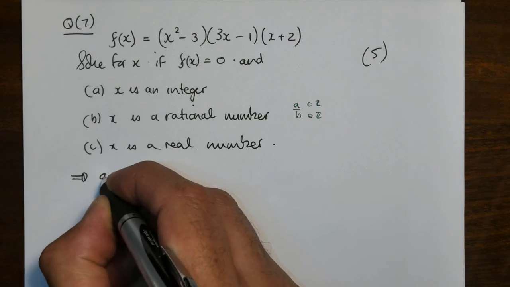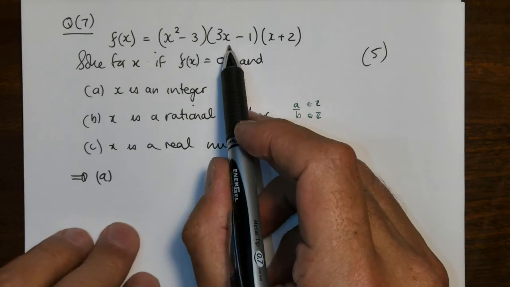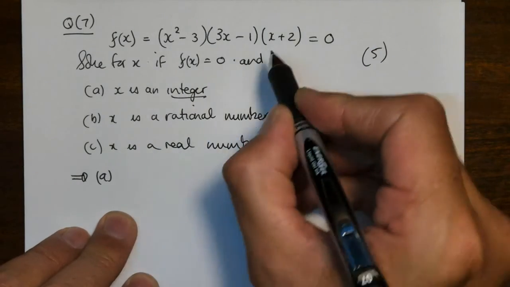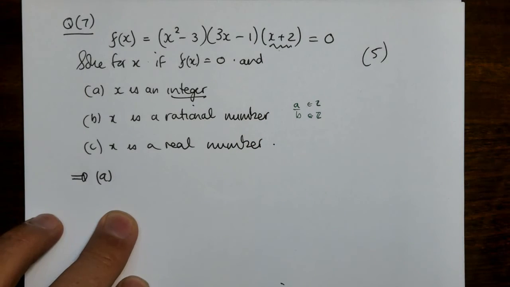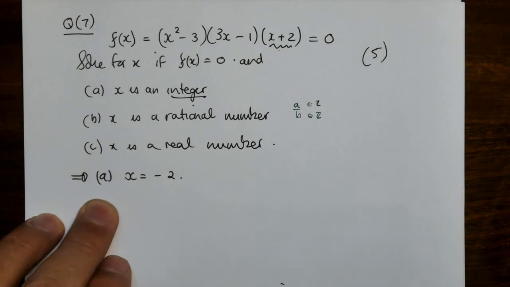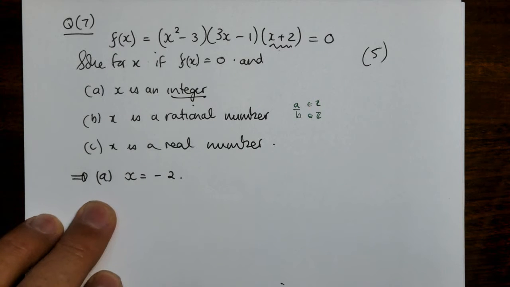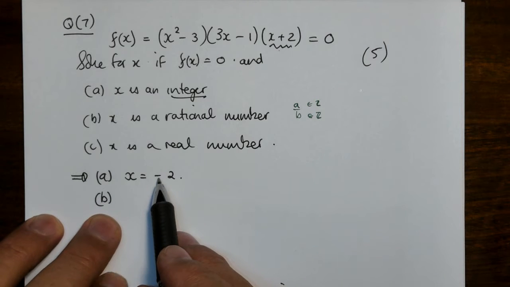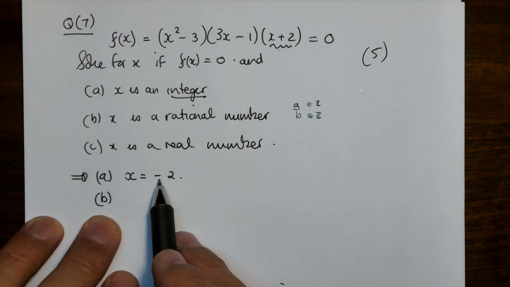Okay, so let's look at the first one. To answer A, if I look at these, I'm making this equal to 0. The only integer root will come from x plus 2. So that root will mean x is minus 2. As simple as that. Okay, it's the only integer, so it's a negative integer, a negative whole number here.